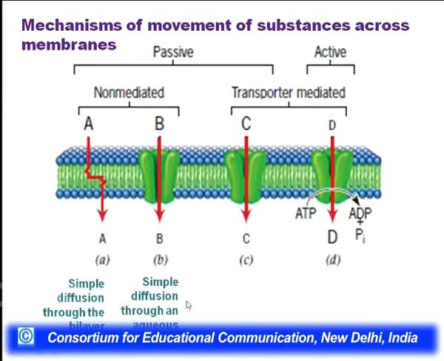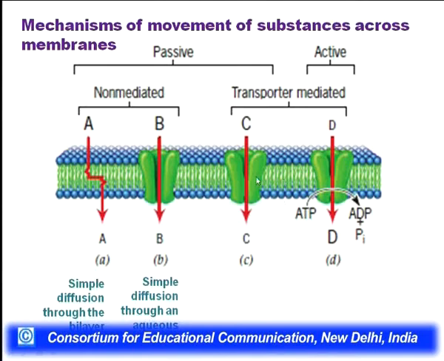The second was the simple diffusion through an aqueous channel. Hydrophobic molecules can pass through the lipid bilayer, but for hydrophilic molecules there are certain proteins called aquaporins. These are transmembrane proteins which are already present, and it is a non-mediated one because it does not require any carrier molecule to cross the membrane. So again, this is along the concentration gradient, for the hydrophilic molecules through the aqueous channels or the aquaporins.